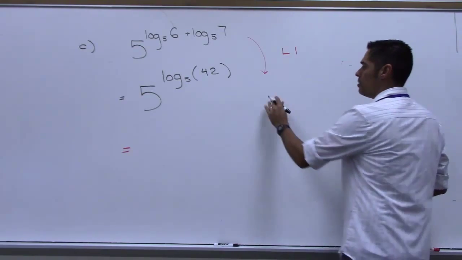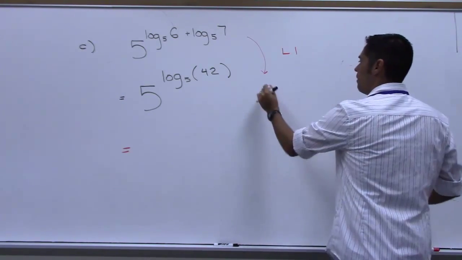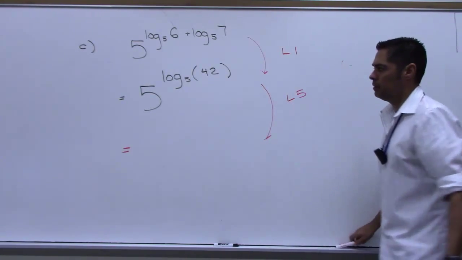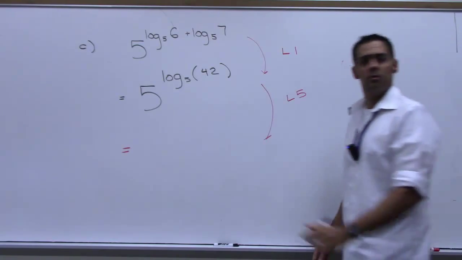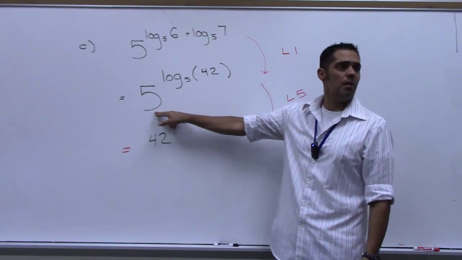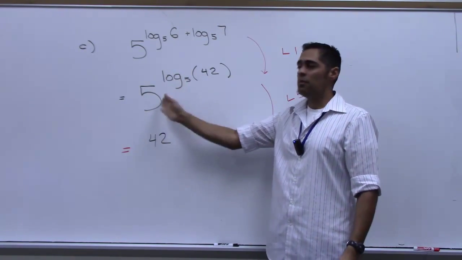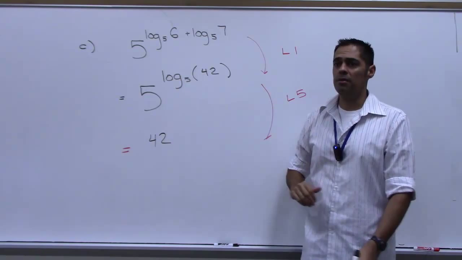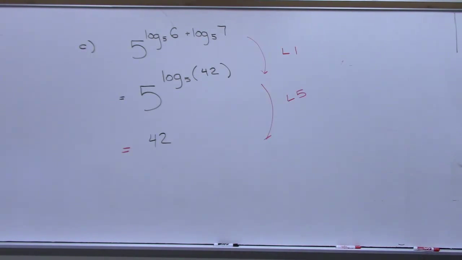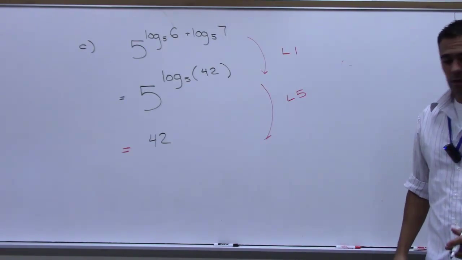Which property are we going to use to go from here to the next line? Property 5? L5? And so what does it turn out to be? Just 42. Because you have the same base here, right? You're raising 5 to a log, but that log is base 5. Those are inverse functions. They kill each other off. You get the 42. Okay? Questions on that? No? Okay.